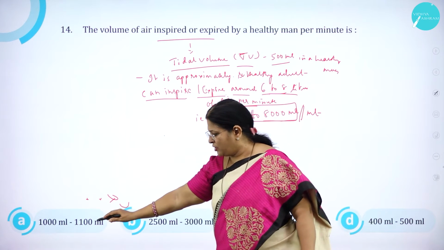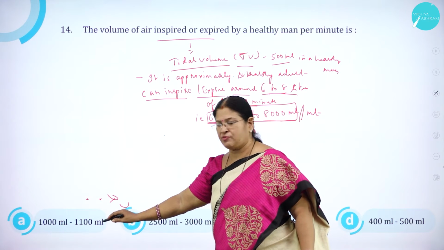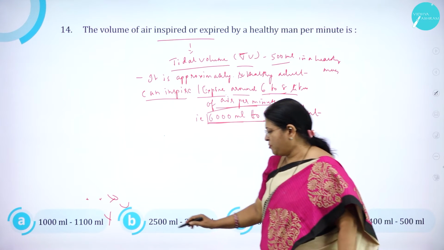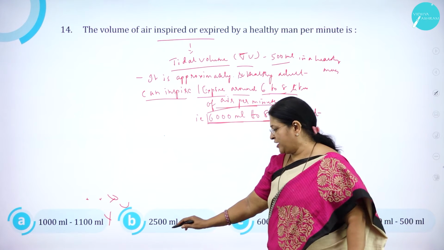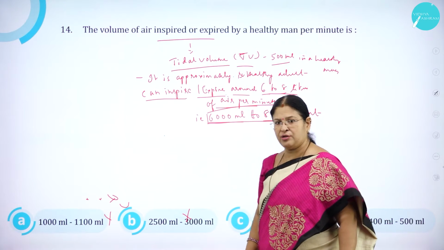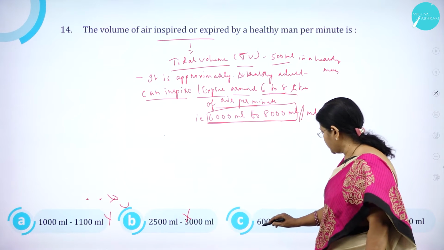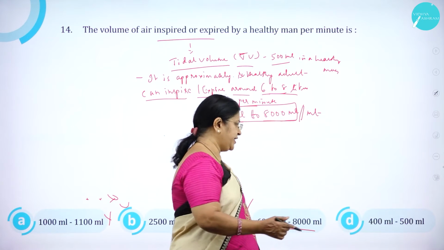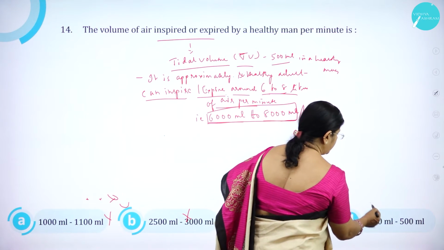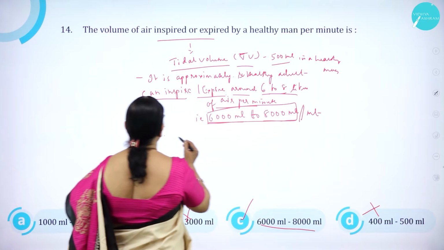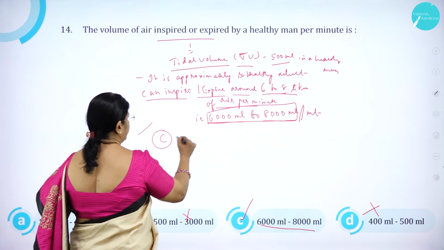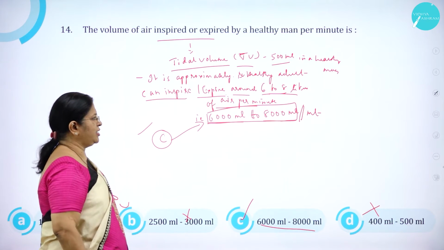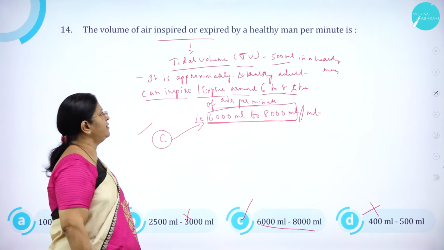The first option is 1000 ml to 1100 ml, wrong. Option B, 2500 ml to 3000 ml, wrong. Option C, 6000 ml to 8000 ml, correct. Then option D, 400 ml to, so option C is correct. That is around 6000 ml to 8000 ml.